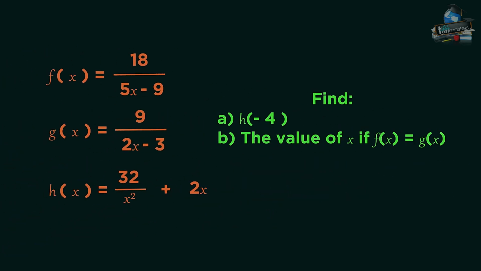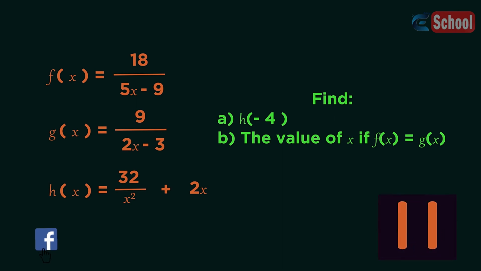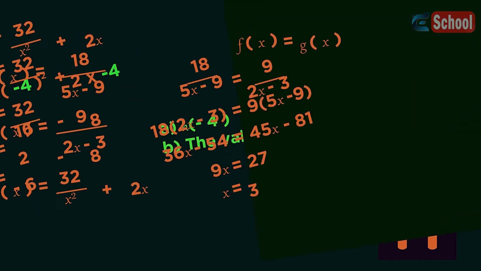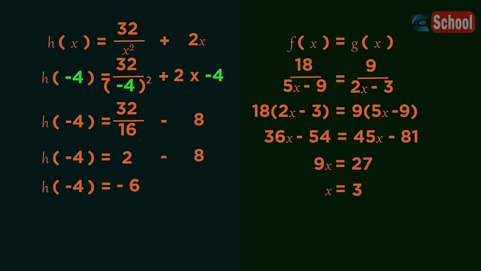Let's end our introduction to functions with these two questions. Pause the video, work out the answers, and click play when you're ready to check. How did you get on? Did you get the function of h equals negative 6 when the input is negative 4? And x equals 3 when function f and function g are equal?